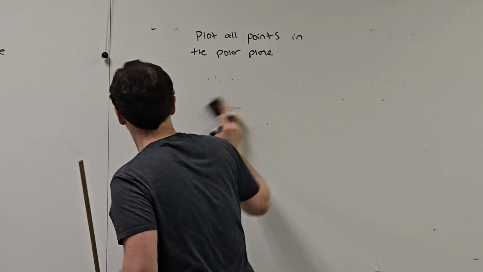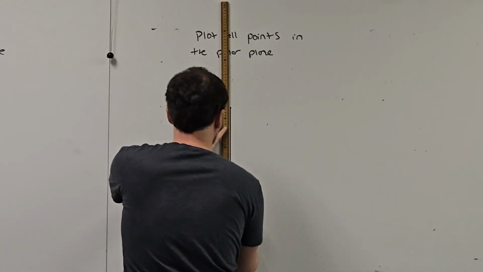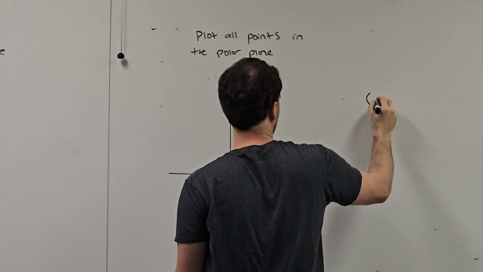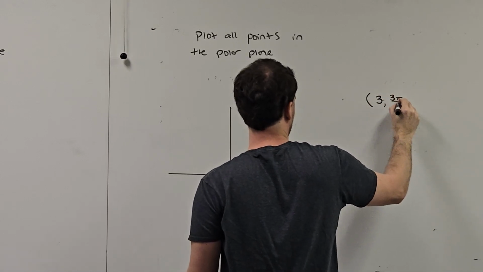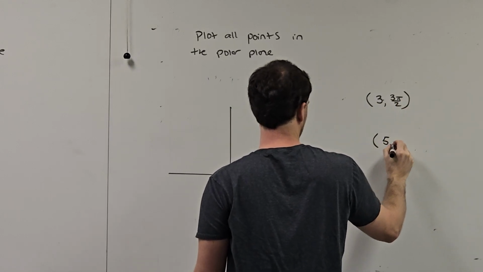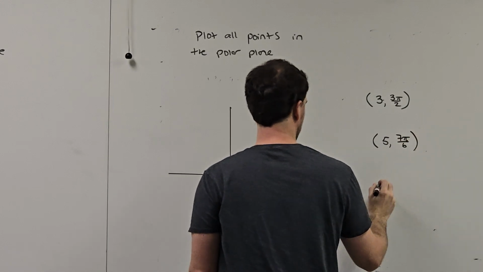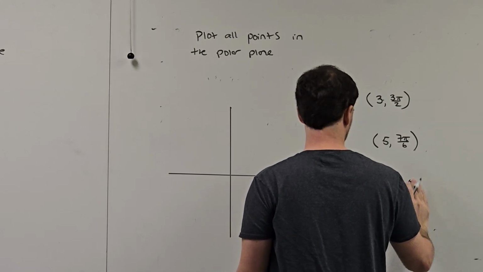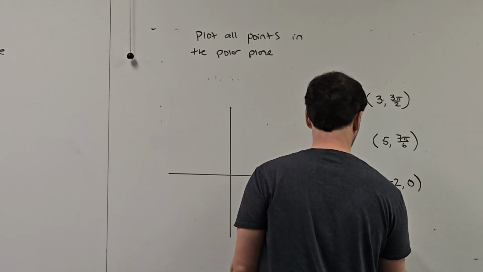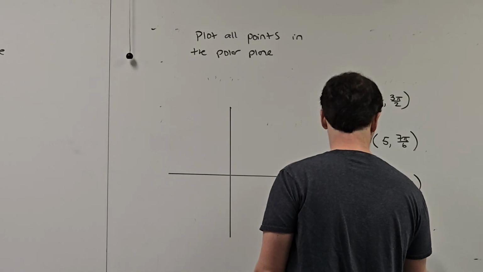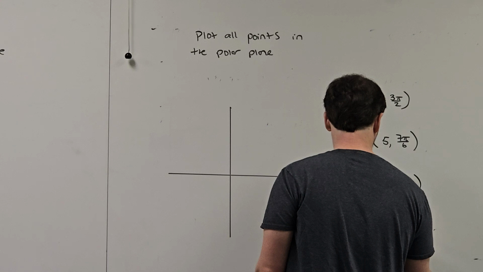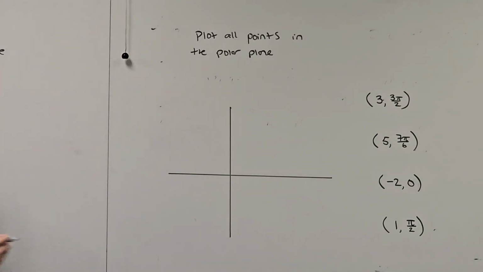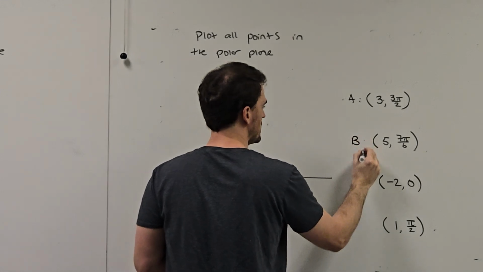So I'm going to give you a list of points. We're going to go ahead and sketch all of those points in the same plane, just to save space. So go ahead and plot points A, B, C.